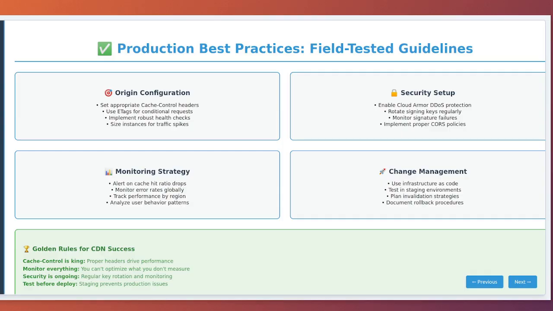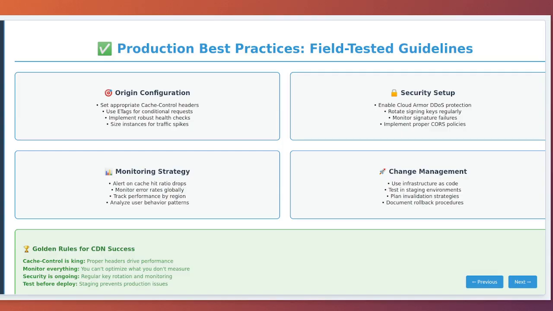Monitoring and alerting must be comprehensive and actionable. Alert on cache hit ratio drops, error rate increases, and performance degradation. Set up geographic monitoring to catch regional issues early. Use log analysis to understand user behavior and optimize accordingly.